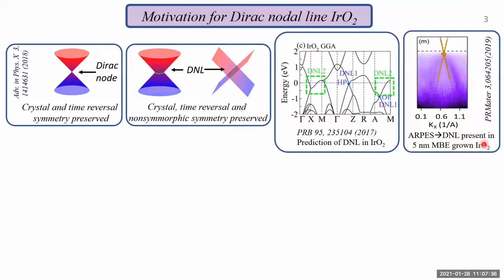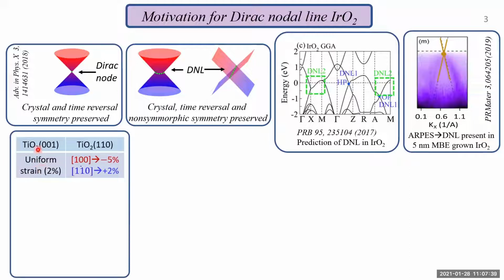Since these are thin films, they are grown on single crystal titanium oxide substrates, 001 oriented or 101 oriented films. When grown on 001 oriented substrates, the films are uniformly strained, and this strain is quite small, about 2%. When grown on 101 oriented substrates, the film is highly strained, and it is quite asymmetric. That means two different directions of iridium oxide have two different strains. That immediately suggests that the nonsymmorphic symmetry would be broken for 101 oriented films.